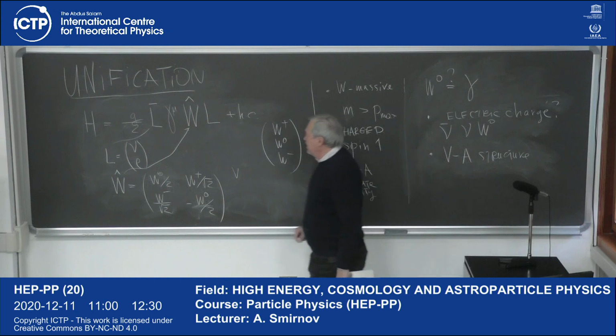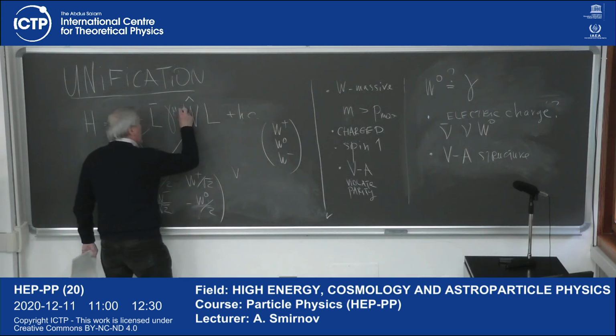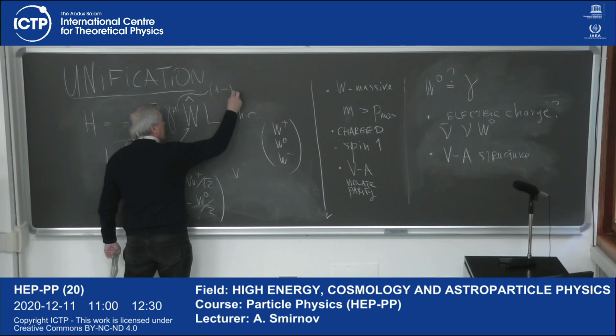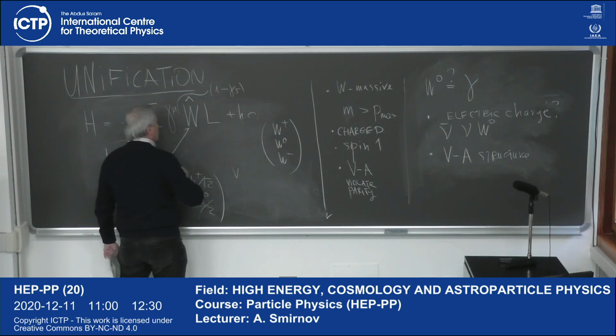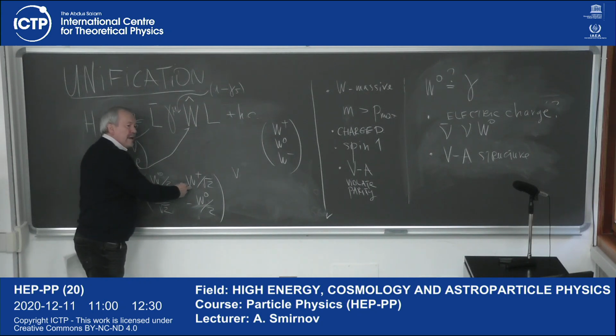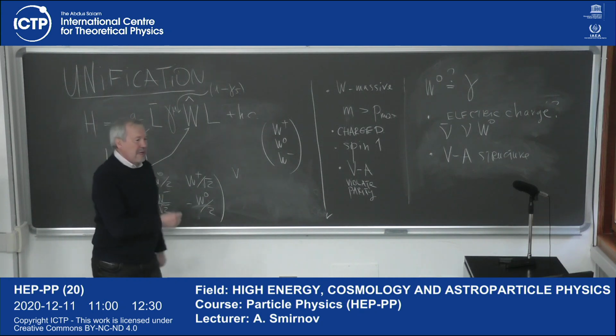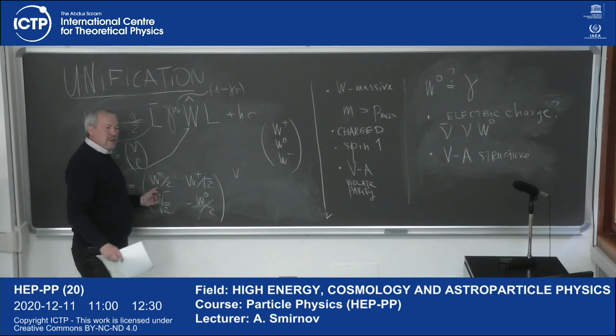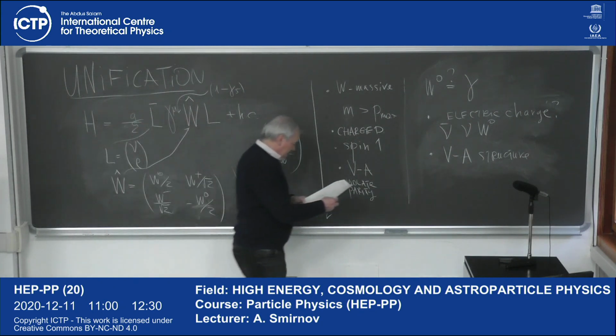I haven't written it here. However, remember, to have correct weak interaction, I should insert here 1 minus gamma 5. This is what we can discuss always. To have V minus A structure of W interactions. But then we will have also V minus A for W0. It shouldn't be for photon. Photon should not violate parity, and the coupling should be without this factor. So this is the second problem.